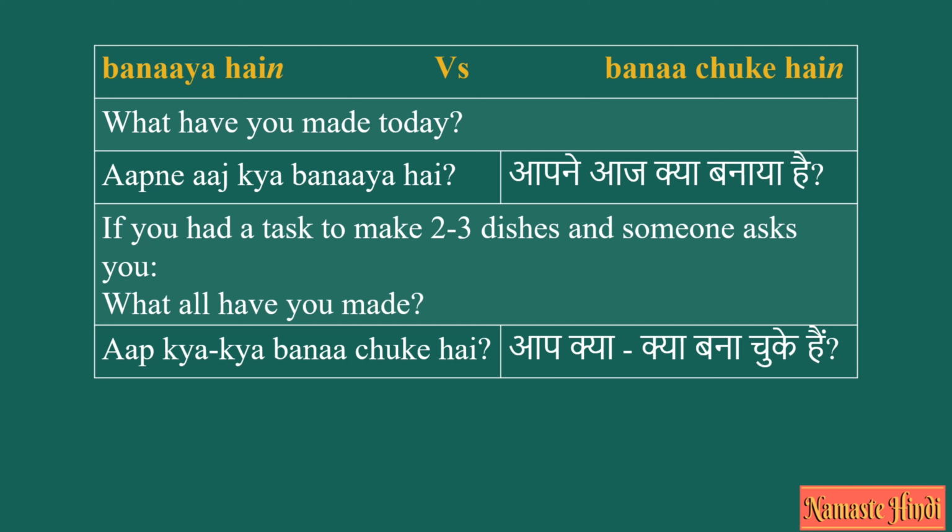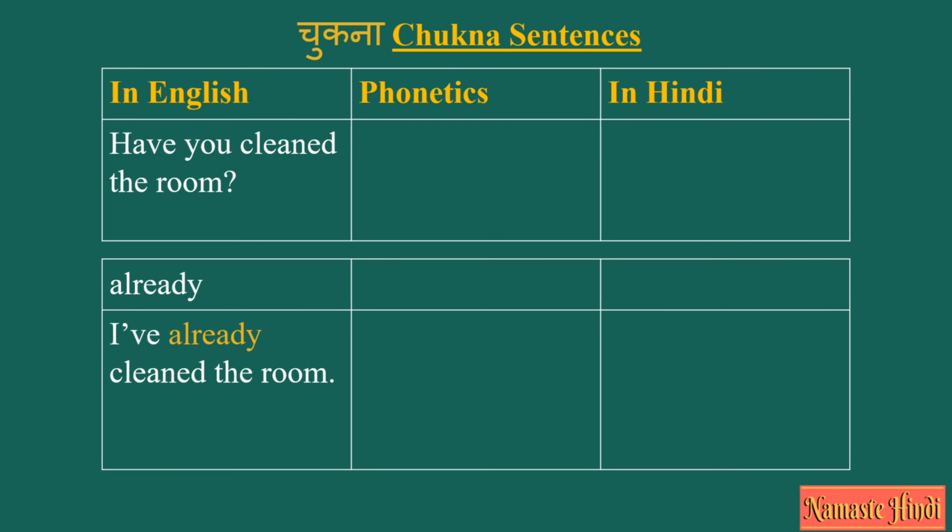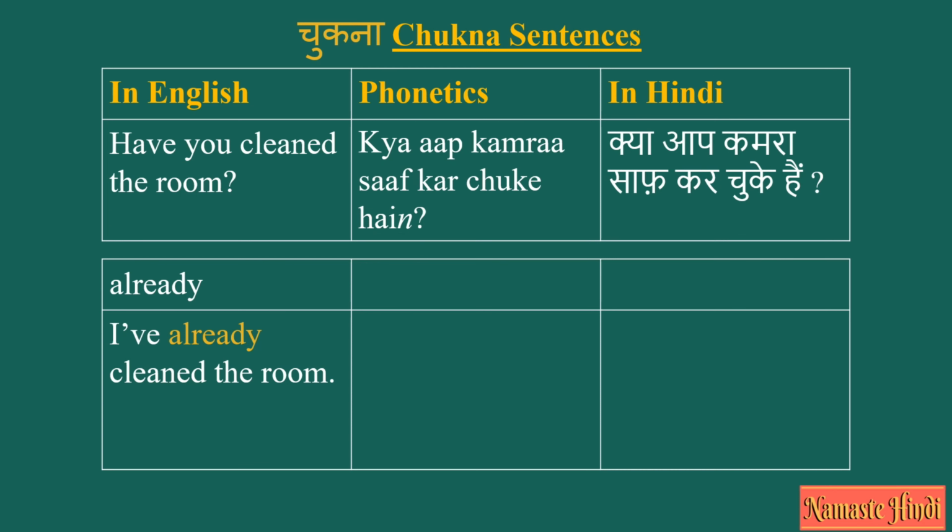बनाया है versus बना चुके हैं. What have you made today? In Hindi it would be आपने आज क्या बनाया है. If you had a task to make 2-3 dishes and someone asks you, what all have you made? In Hindi it would be आप क्या क्या बना चुके हैं. Have you cleaned the room? In Hindi it would be क्या आप कमरा साफ कर चुके हैं.